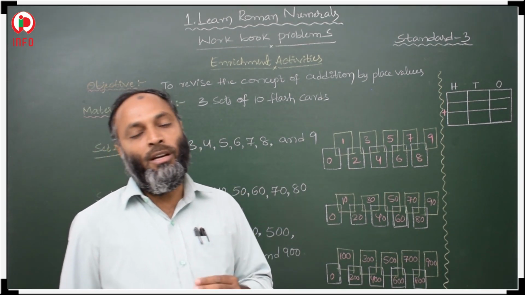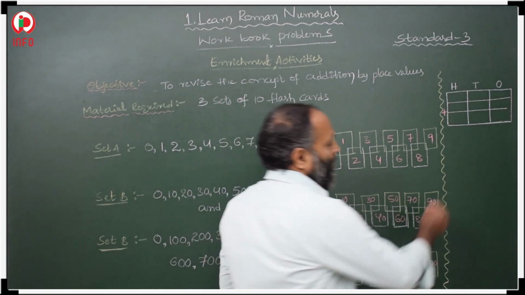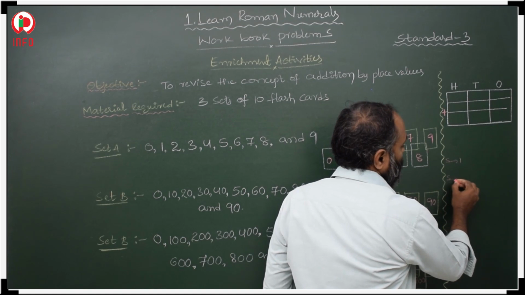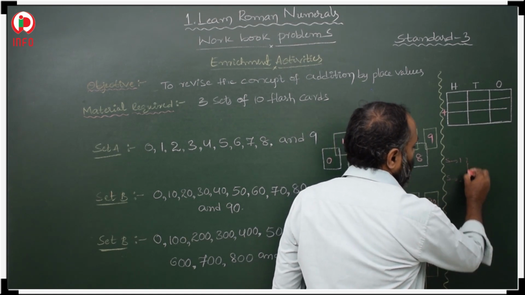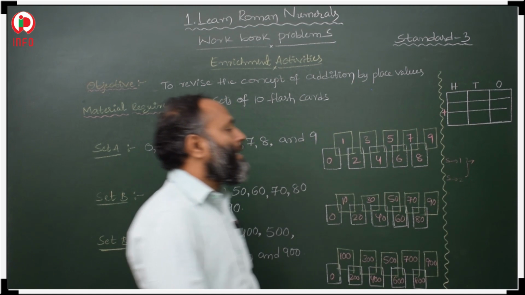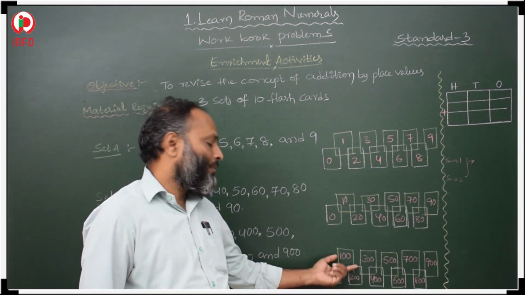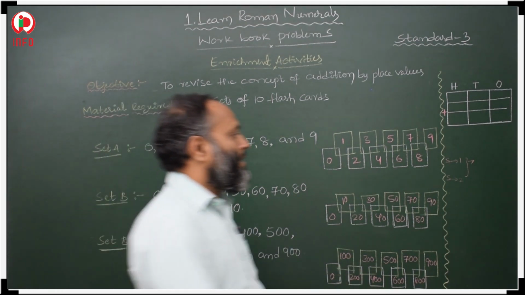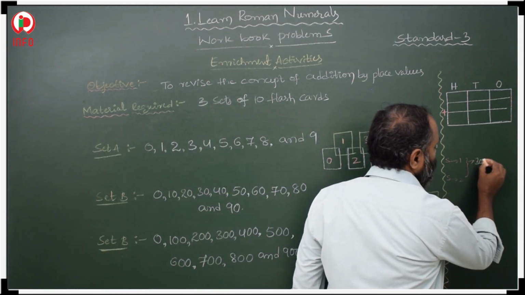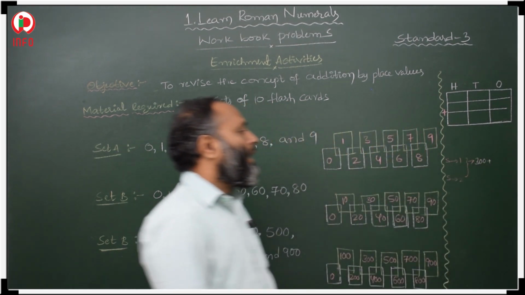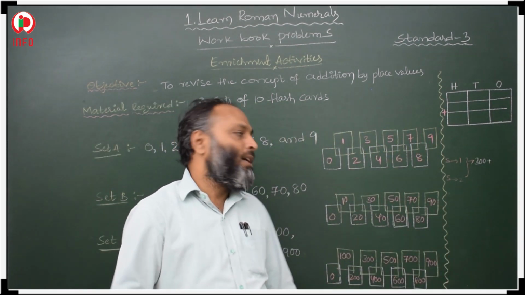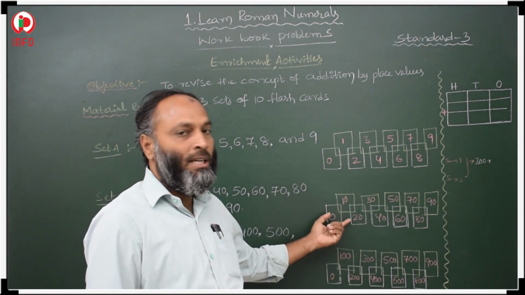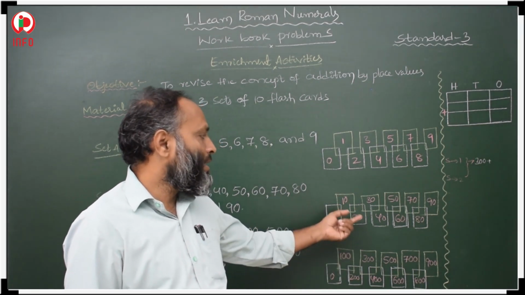Student 1 and student 2, the second student. First we ask student 1 to select any card from the hundreds. Suppose he selected the 300 card. So you write 300 here, plus, and then you tell him to select one more card from the tens set, the second set. Suppose he selected 20.